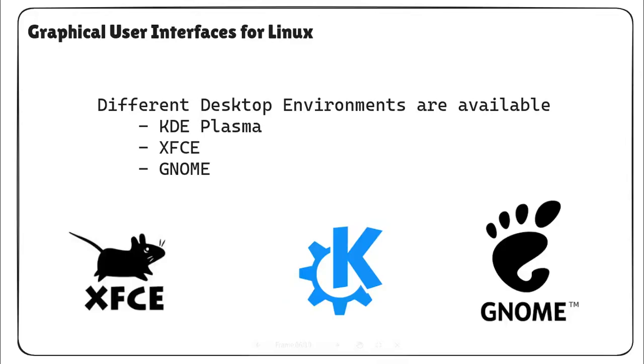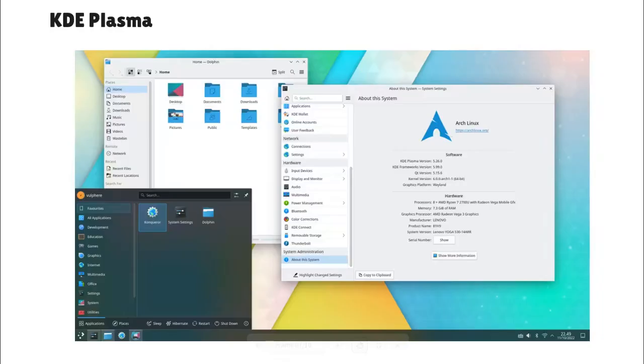Among all these, GNOME is the most popular one due to its modern UI design, and after that KDE Plasma also has a good user interface, but XFCE does not have a very good user interface. It is designed for systems with low resources. So for systems like Raspberry Pi, if you are installing Linux on Raspberry Pi, then we will mostly prefer desktop environments like XFCE. Now let us quickly see how each of these user interfaces looks.